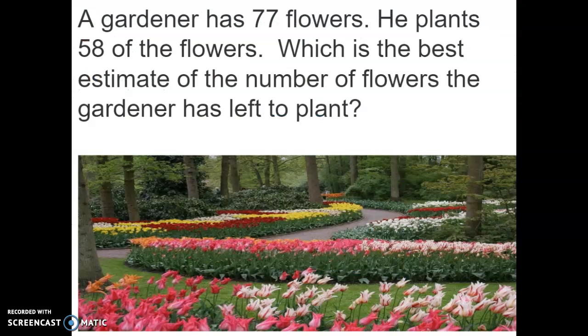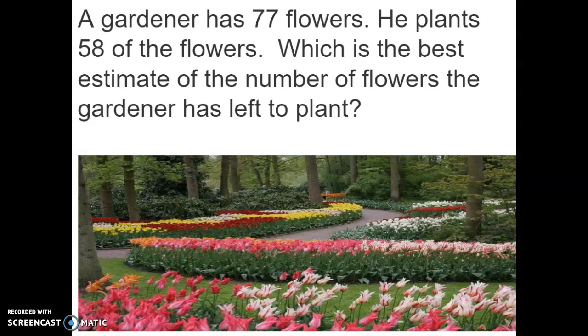On this problem here, we're talking about a gardener who has 77 flowers. He planted 58 of the flowers. Which is the best estimate of the number of flowers the gardener has left to plant? Now be very careful here because you see that word that says best. When you see that word, it means you're going to round to the lowest place value possible to get the best estimate, the closest to the original exact answer.